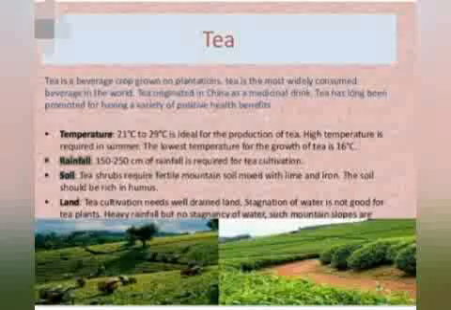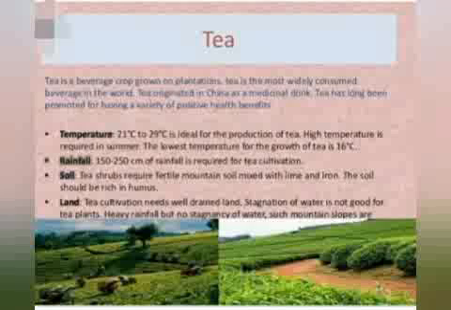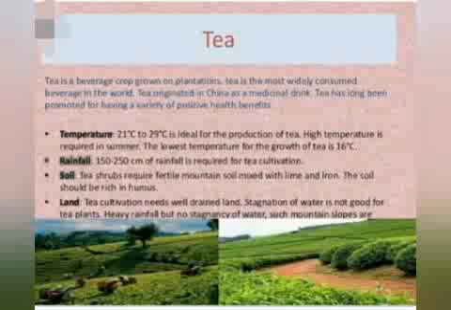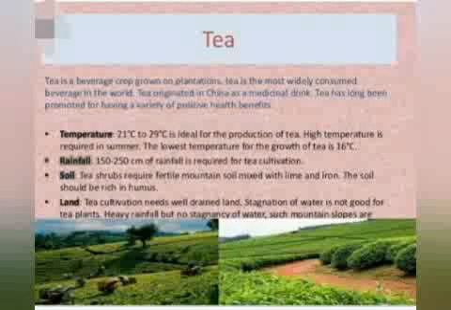Now tea. Tea is an important beverage which is obtained from the tender leaves of an evergreen bush. Two types of tea plants are found: Chinese plant of small leaves and Assamese plant of wide leaves.